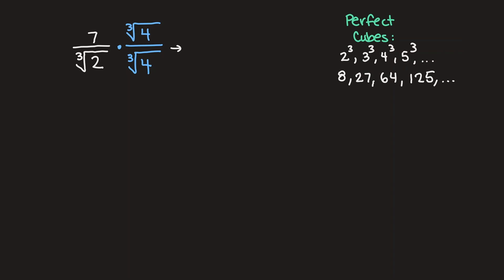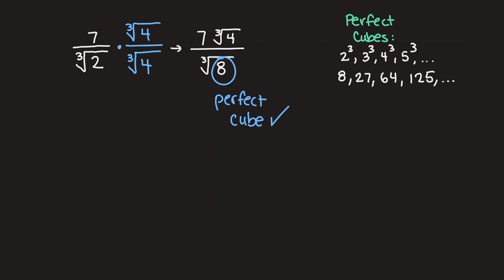So this multiplies to 7 cube root of 4 over the cube root of 8. And now we have a perfect cube as our radicand. So now we can take the cube root of 8, which is 2. And now that we have eliminated the radical from the denominator, the expression is simplified.